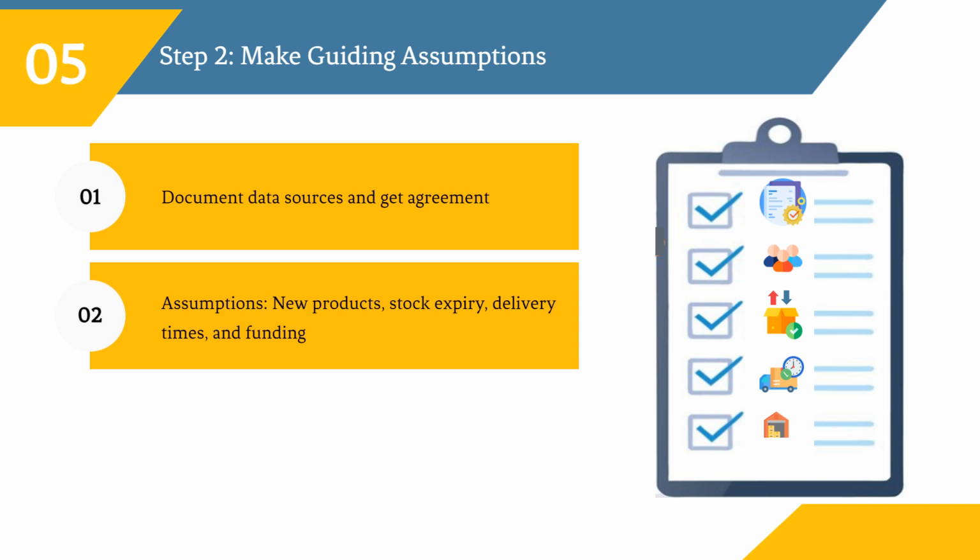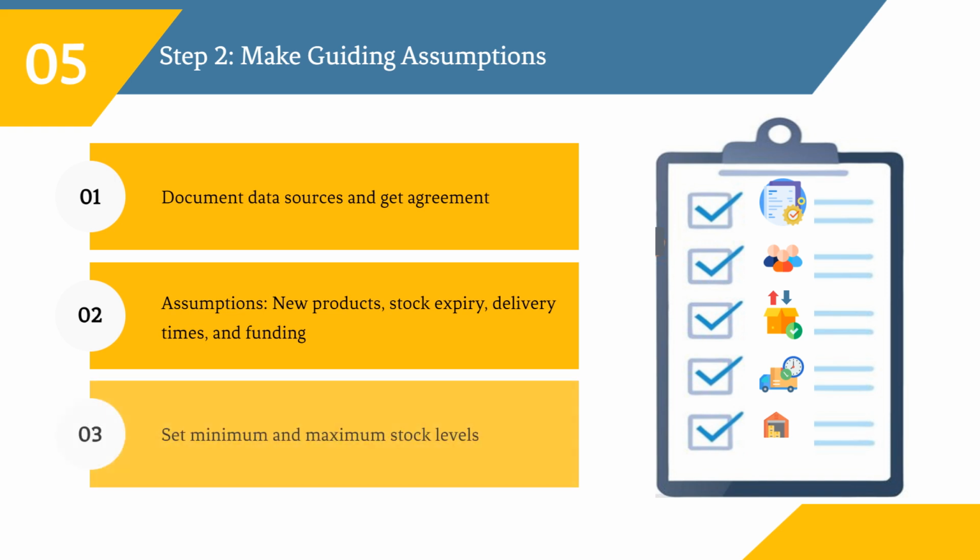You may need to make various assumptions, such as adding new products to the inventory or phasing out old ones, estimating stock that will expire, estimating delivery times from suppliers, and determining when funding will be available. Finally, set stock levels by deciding on minimum and maximum stock levels for warehouses, considering factors like storage capacity and distribution frequency.